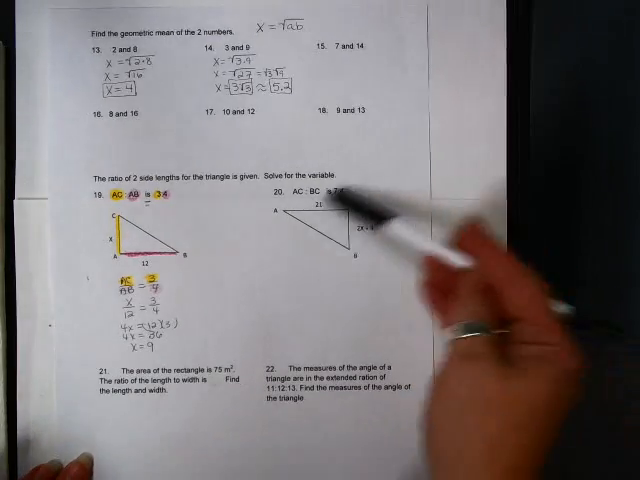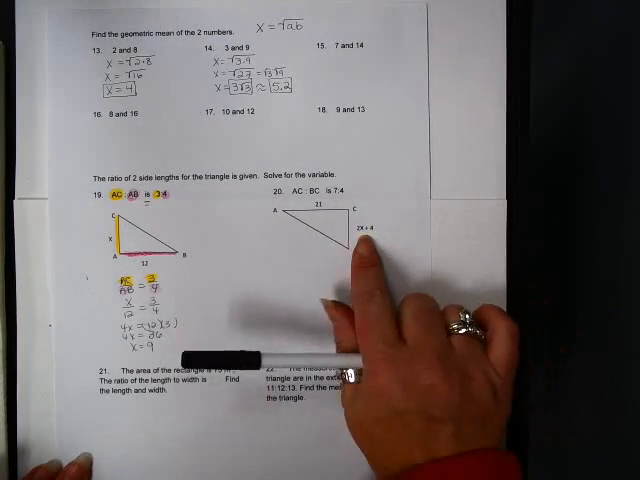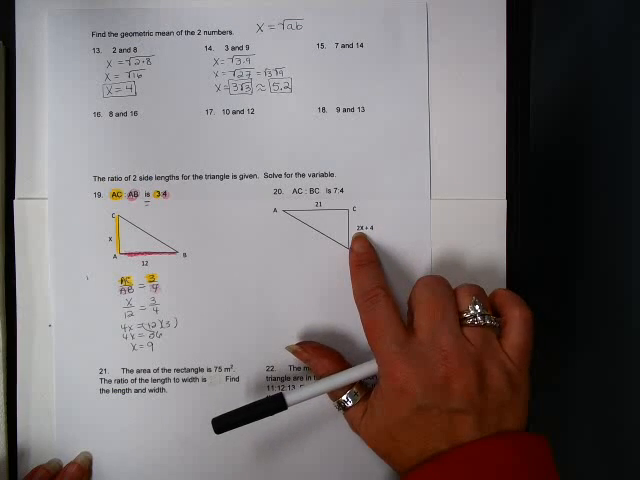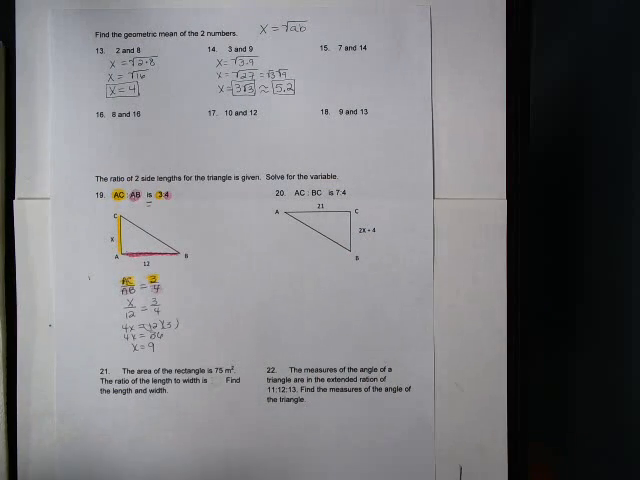I'm going to have you do this one by yourself. Be careful here because you've got a 2x plus 4, so that means you're going to have to distribute.